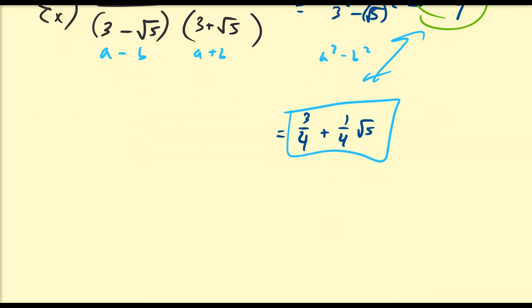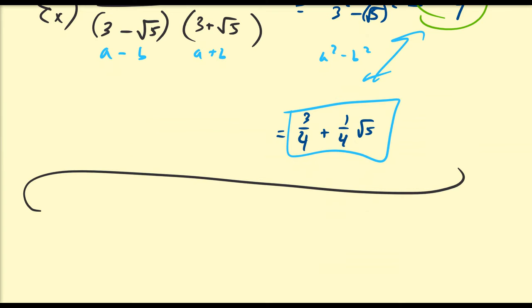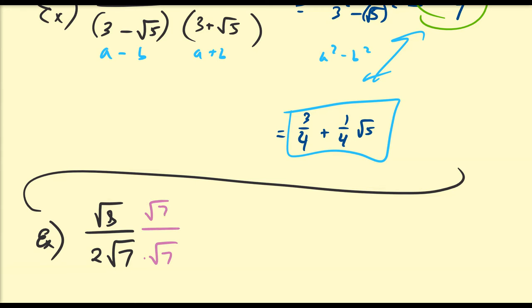Alright, let's just look at a couple more examples on how to deal with radicals, just in case you're not familiar. So let's assume we have the square root of 8 divided by 2 square roots of 7. So I'm going to get rid of this radical on the bottom, so I'm going to introduce the square root of 7 top and bottom. So I'm going to have the square root of 8 times 7 all over 2 times 7.